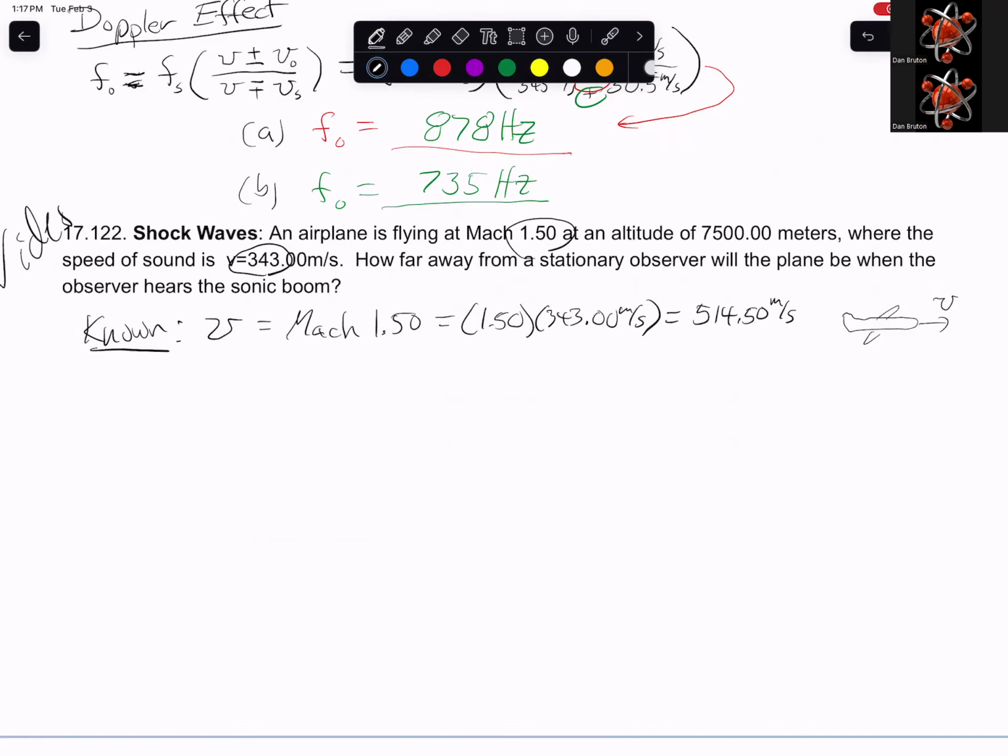The altitude that they're going to be at for our sketch over here, so they're going like that. And the distance above the ground right here is going to be, let's see, I think they put it right here on paper, 7500.00 meters.